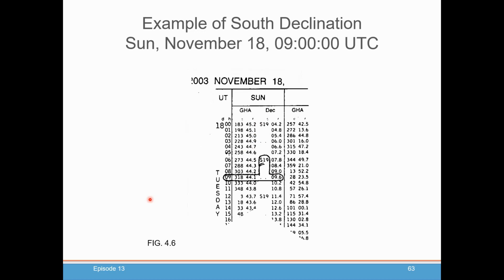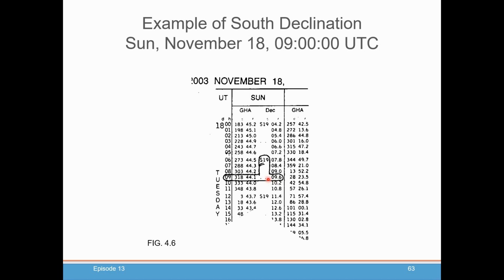Now let's go for a south declination. Here it's November 18th at 0900 hours. We find the page that has November 18th. We go to the day of the 18th. We go down to our hour, 0900, and we look across here, and we find the declination degrees that are either at our row or just above it. And we see it's south 19 degrees, 09.6 minutes.